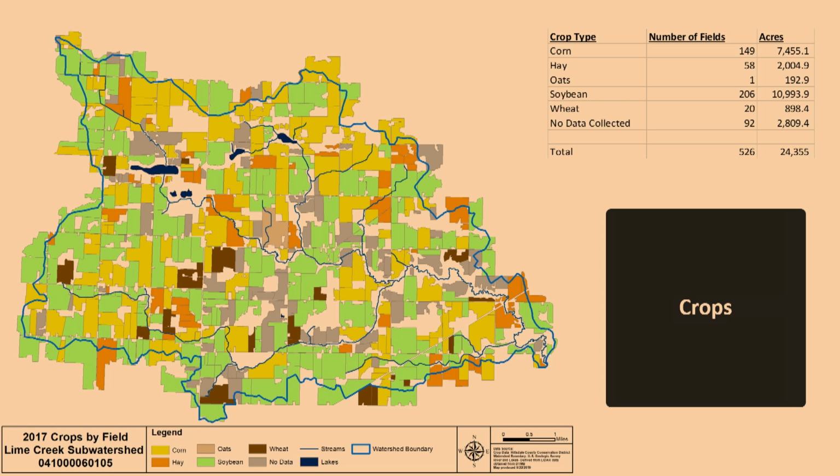The other aspect is when driving the watershed, there's going to be certain fields you are not going to be able to see from the road. So that's the gray ones, that's the no data collected. On average, we're usually somewhere between 20 to 25% of the fields you're actually not going to be able to collect any of this data on because you just physically cannot see it.